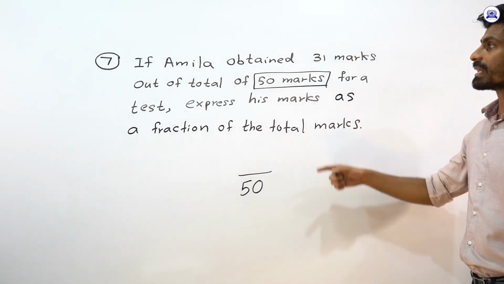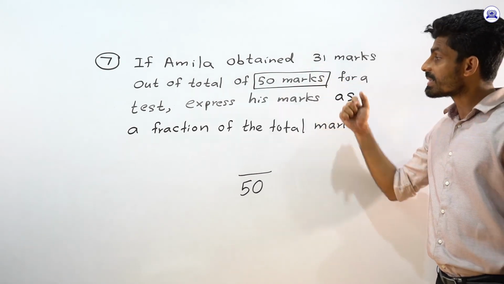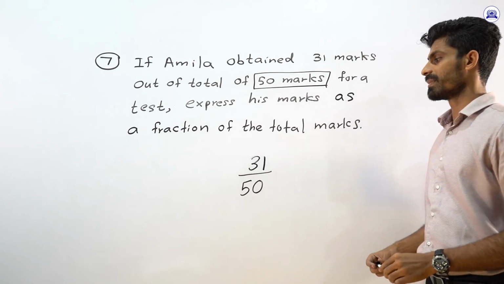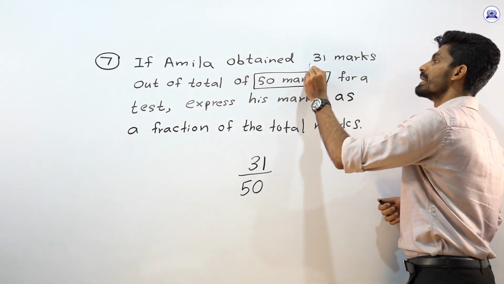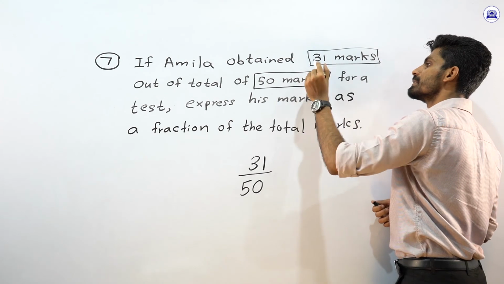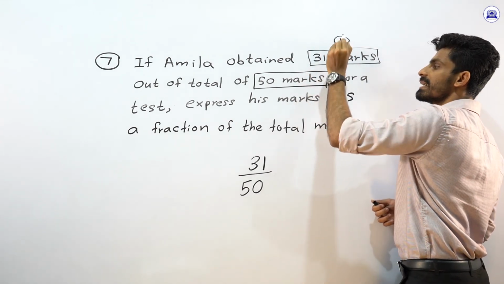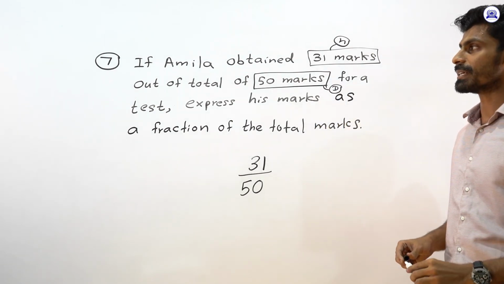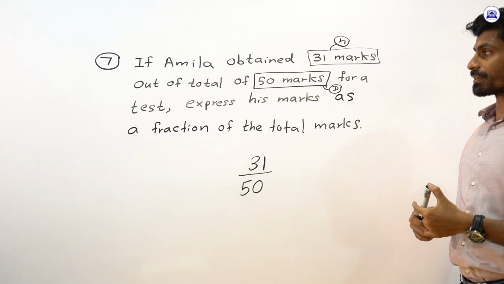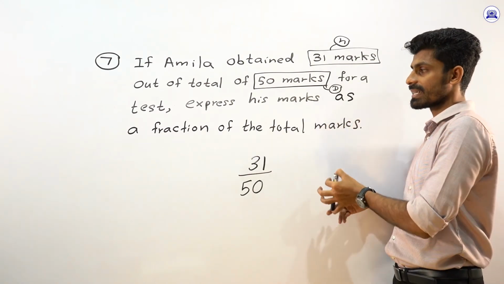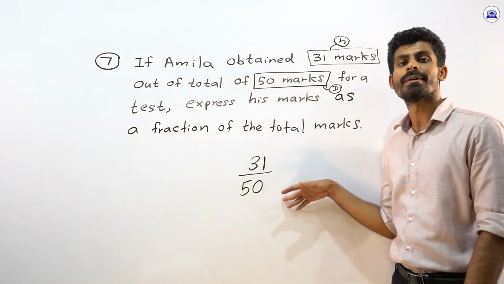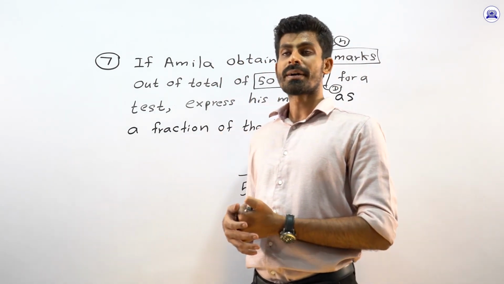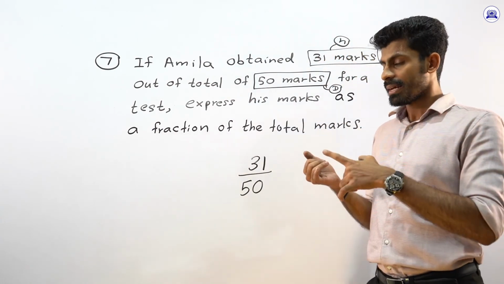50 is the total portion. What is the marks obtained by Amila? 31. That means 31 over 50. This one should be the numerator, and this one should be the denominator. Right? 31 over 50. So then, Lamai, what are the things we have covered by using this video?